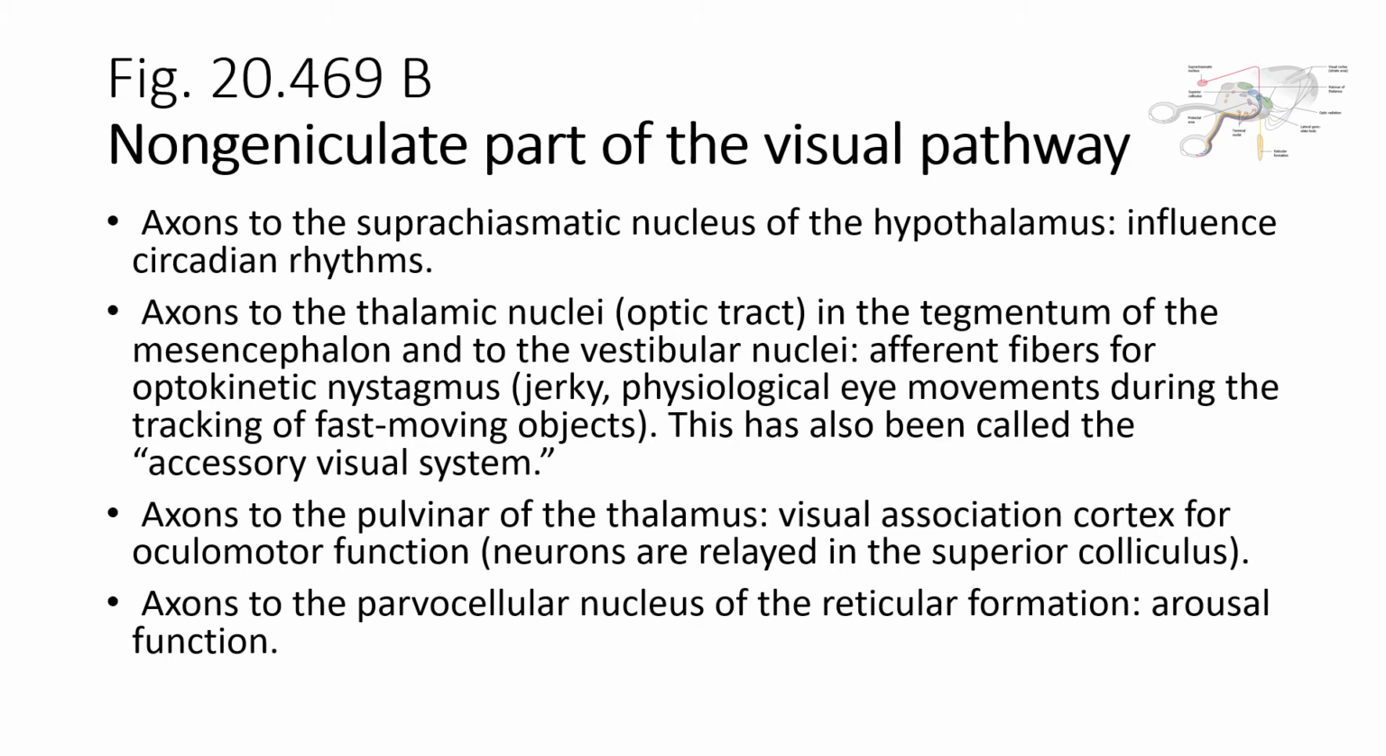Axons to the pulvinar, which is that posterior area on that thalamic nuclei, it's that green area, and that medial geniculate and lateral geniculate kind of hang off of that area. So axons to the pulvinar of the thalamus, visual association cortex for ocular motor function. So neurons are relayed in the superior colliculus, which is the visual reflex center. So axons to the parvocellular nucleus of the reticular formation are going to give us arousal function.